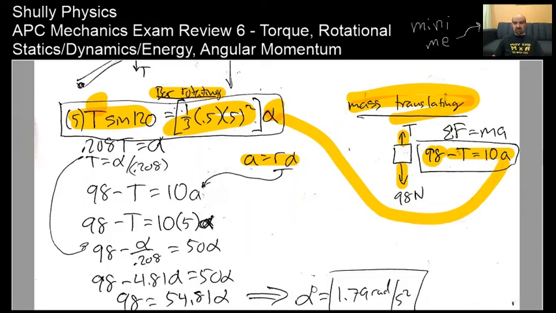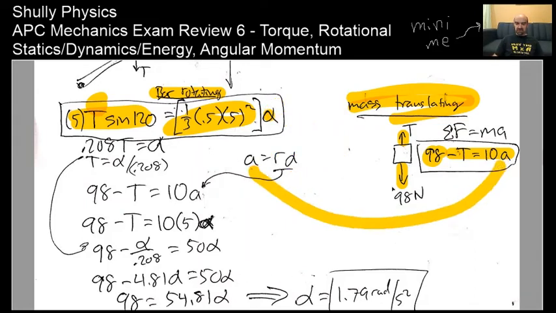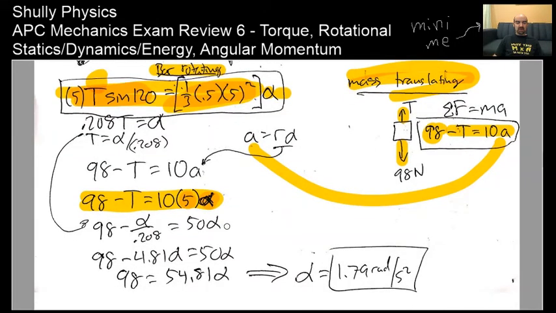So if we plug a equals R alpha in right over here, you have a lot of lines going in every which way. There we go. If we plug in a right over here equals R alpha, R being 5, then we have two equations with two unknowns. 98 minus T equals 50 alpha, and then we're going to have this expression up here that you can simplify. It's two equations and two unknowns. Just remember, this bar is rotating with that translating mass, so you have to account for both of those. And we get an alpha of 1.79 radians per second squared.